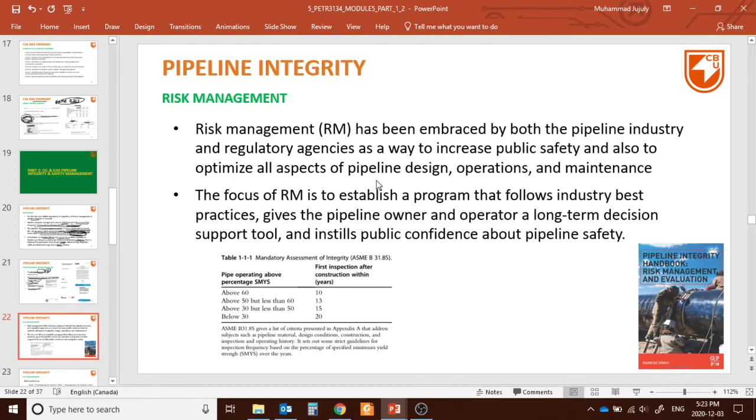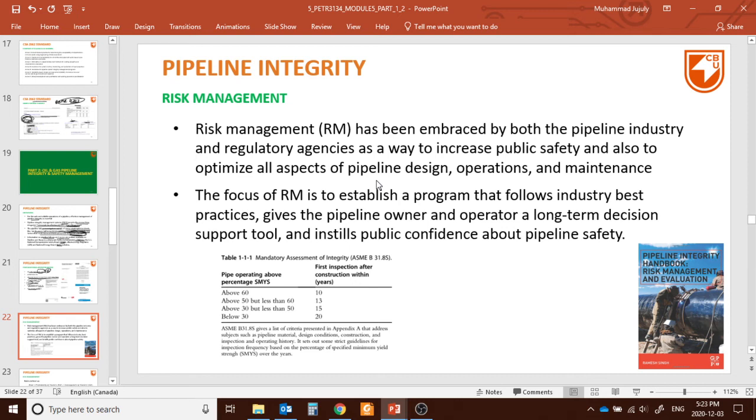Now, let's talk about risk management, and how risk management is related to pipeline integrity. We'll learn about that. This is one of the books I have followed for risk management.